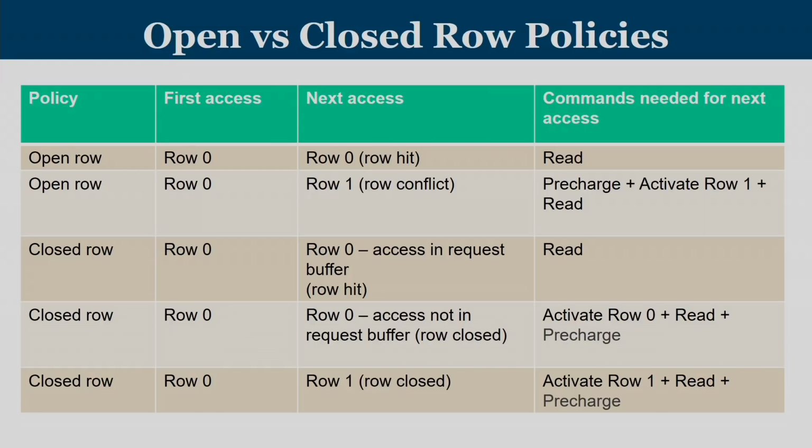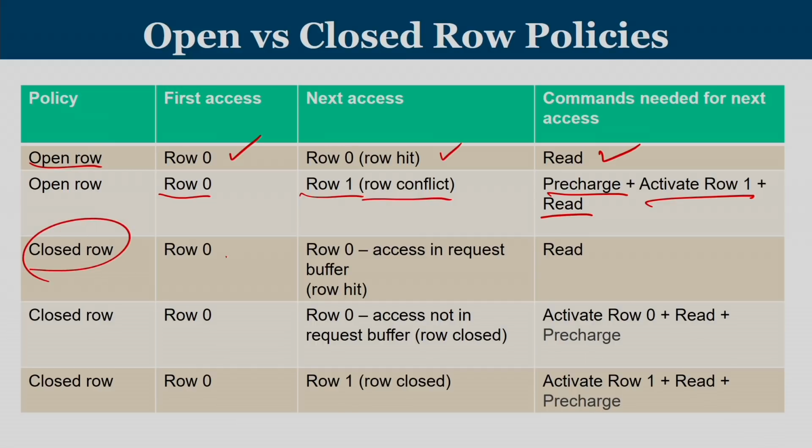So we can see there is a mere comparison between open and closed draw policies. Let's say you are using an open draw policy. The first access is to row 0. Let's say the next access is also to row 0. Since it is an open draw policy, it will always be a row hit. You just give the read command. It's kept open. If the first access is to row 0 and the second access is to row 1, it's a row conflict. So you have to pre-charge first, activate row 1, and then only you can read.